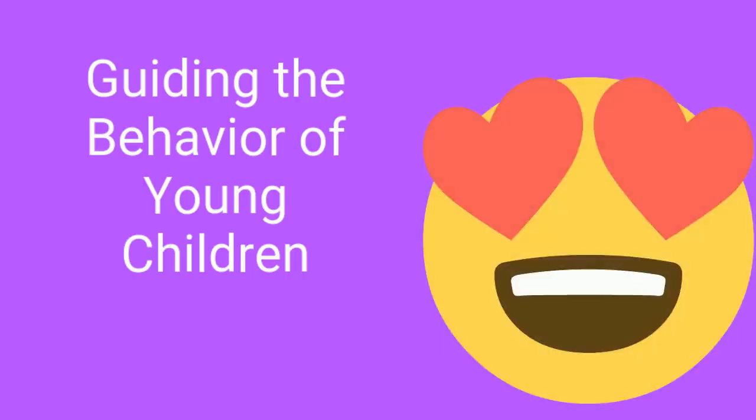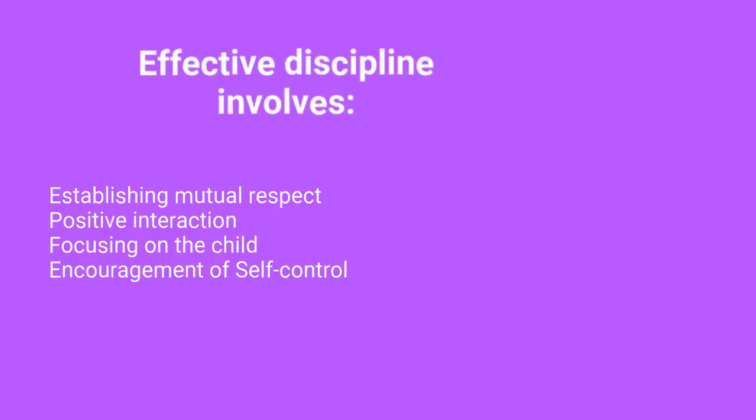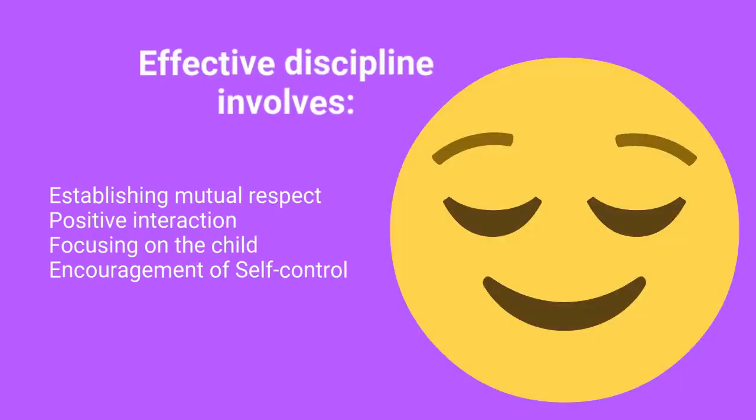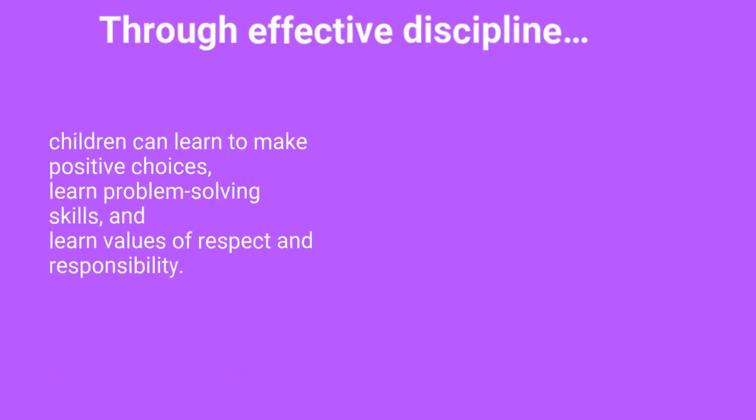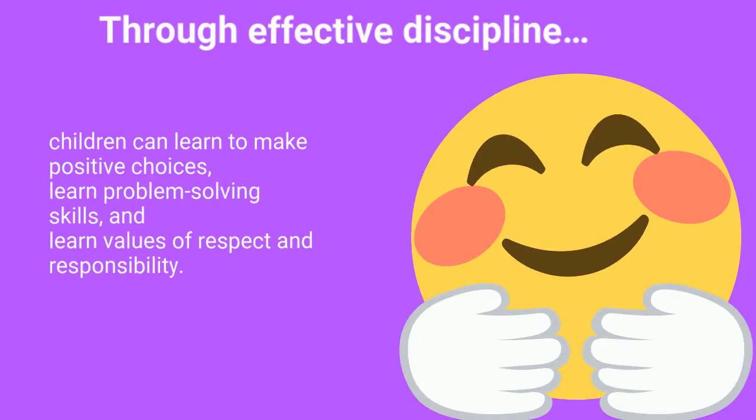Guiding the behavior of young children. Effective discipline involves establishing mutual respect, positive interaction, focus on the child, and encouragement of self-control. Through effective discipline, children can learn to make positive choices, learn problem-solving skills, and learn values of respect and responsibility.